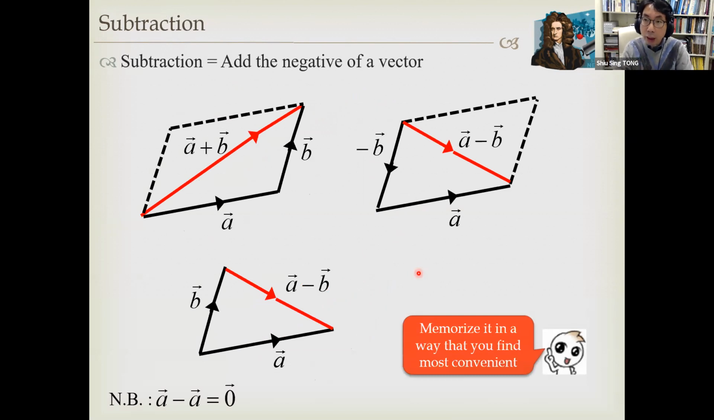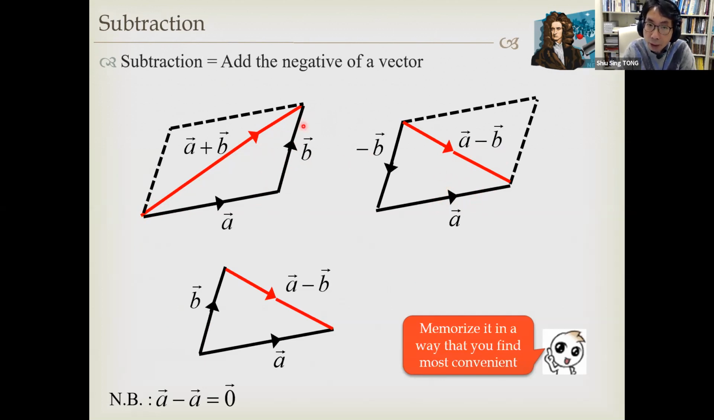Now, we can also define the subtraction of two vectors. If I have two vectors A and B, I can add A and B with the tip-to-tail method. But how about A minus B? How do we do that? The idea is easy, because minus B is defined as the vector B with its direction reversed.